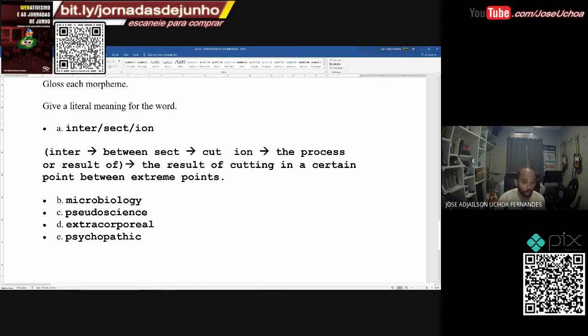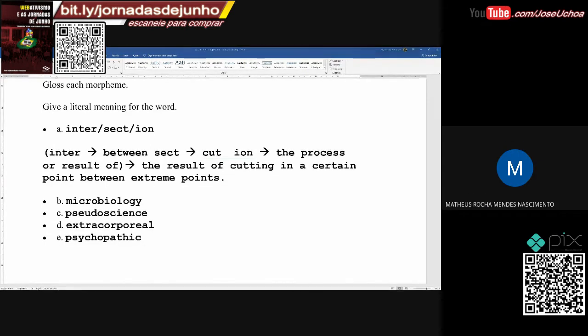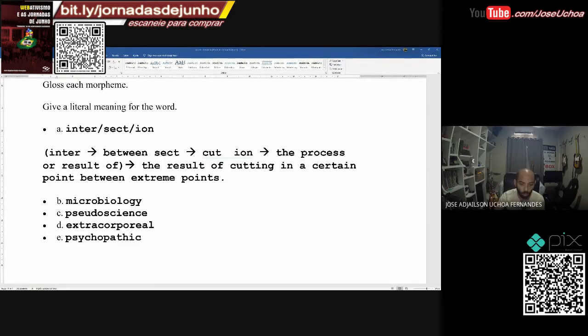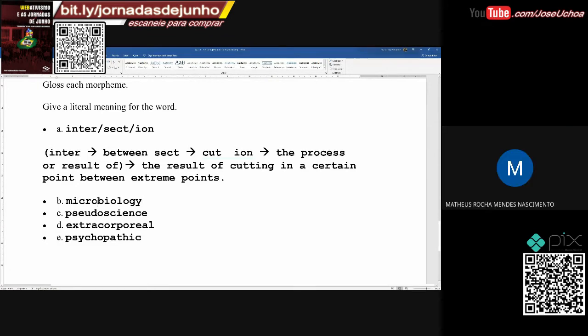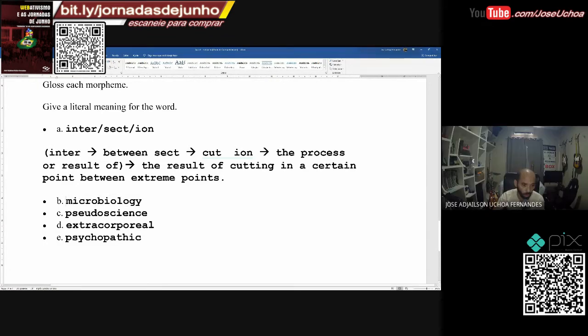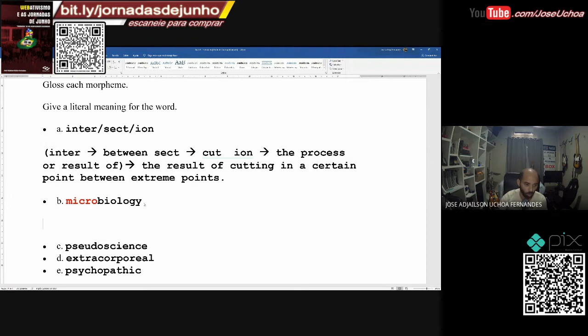So let's go to microbiology. What are the morphemes that you can recognize here in microbiology? Would you help me? What's the first one? Micro, which means something very small. So let's use the help of colors here. So micro means very small.